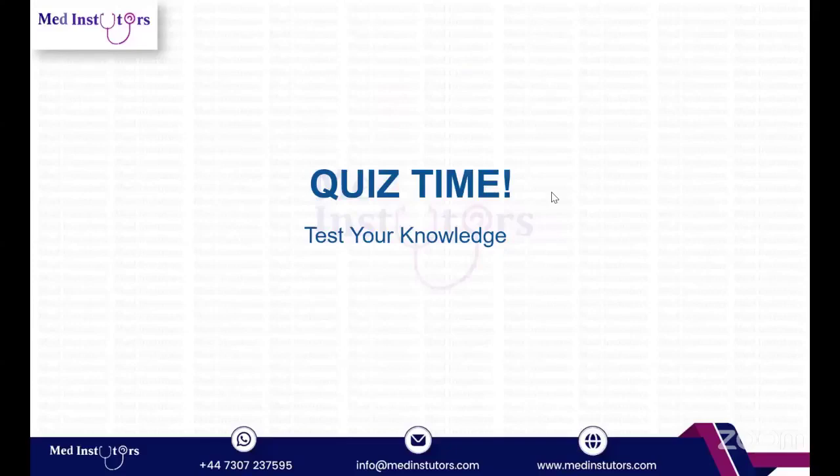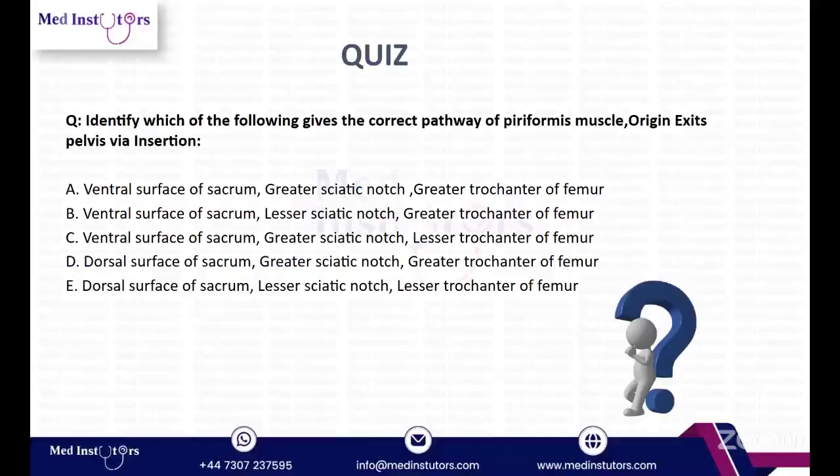Okay, now we are done with the exam steps. Let's solve some questions, and we will discuss in a bit more detail the contents, like what is the difference between the contents passing through the greater sciatic foramen and the lesser sciatic foramen. Okay, your first question is, identify which of the following gives the correct pathway of piriformis muscle: its origin, exits pelvis via, insertion. So this is the sequence you need to follow.